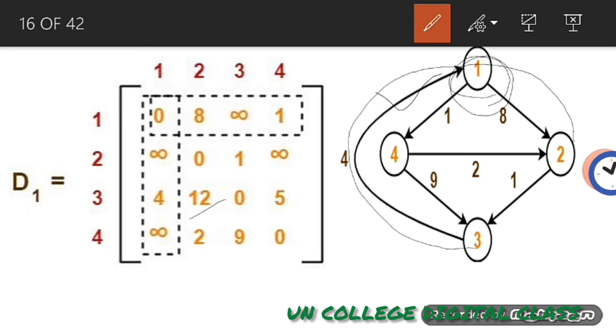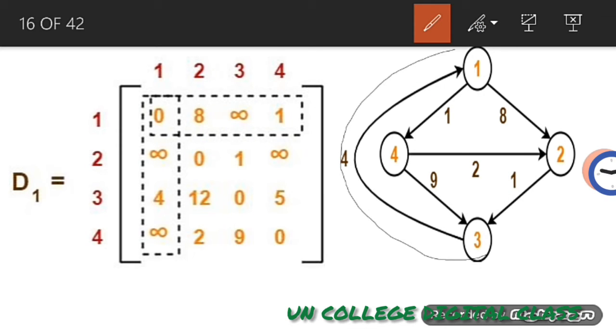How? The same. Let me erase all this so that I can explain you. Here also we are using 1 as intermediate vertex. 3 to 1 is 4 and 1 to 4 is 1. Okay, so 3 to 4 is 5. 4 plus 1 is 5.